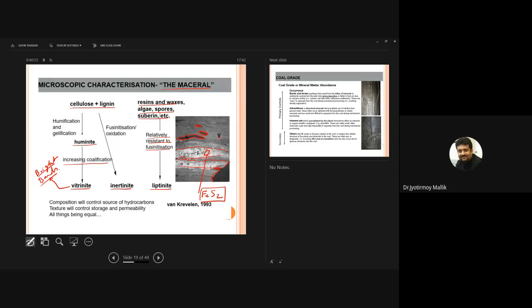But remember, coal can also form the source rock. Any coal can also be the source rock for hydrocarbon. So depending on the type of maceral that is present in the source rock, the quality of the hydrocarbon, the quality of the source rock will also be determined.